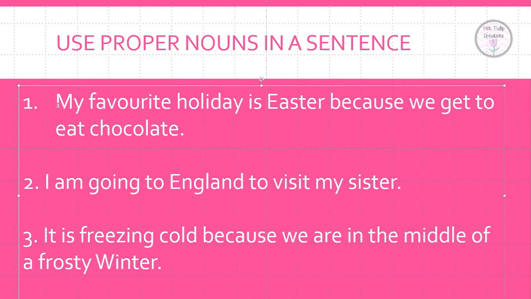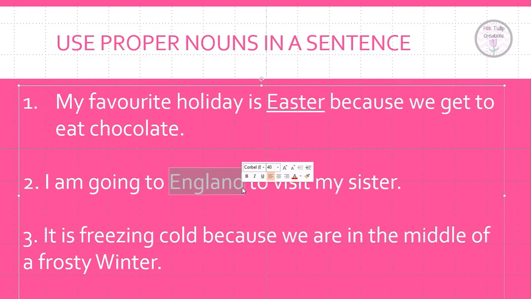So the first one was, my favourite holiday is Easter because we get to eat chocolate. And I didn't underline my proper noun, so that's a bit naughty. I asked you to do it. So Easter was my proper noun in this sentence. It is a holiday and it is special.